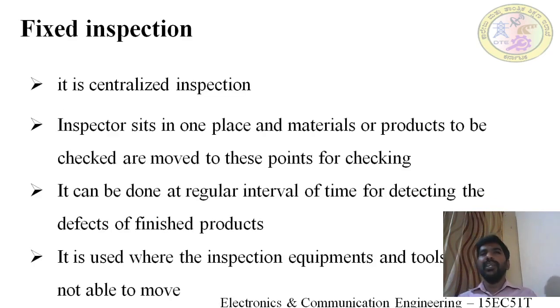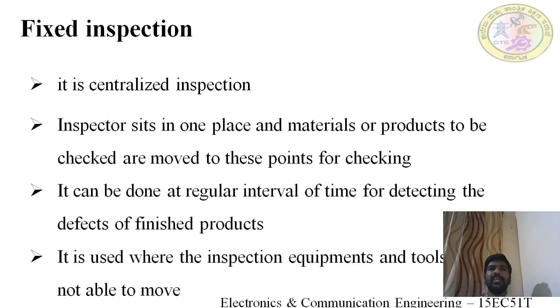And fixed inspection is also called centralized inspection. That means it is a kind of inspection where everyone goes to a single place and there the work undergoes testing and you get the inspection report. There are huge machineries, huge equipment and huge measuring tools, which are not able to move from one place to another. They are fitted into one place and the inspector sits there, and you go there to do the testing. That kind of inspection is called a fixed inspection.